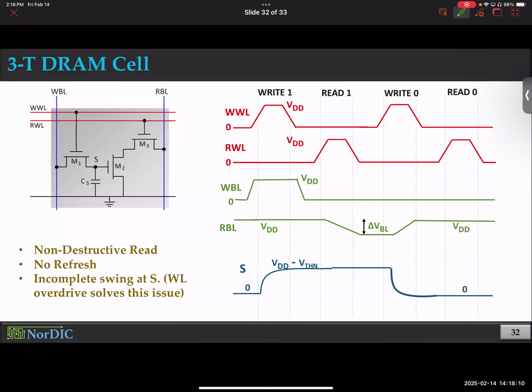How can you use both together? There is something called a transmission gate. Yeah, that's the only thing, but nobody wants more transistors. So it's okay, we can live with it. We are still living with this incomplete swing. It's not a very big deal.